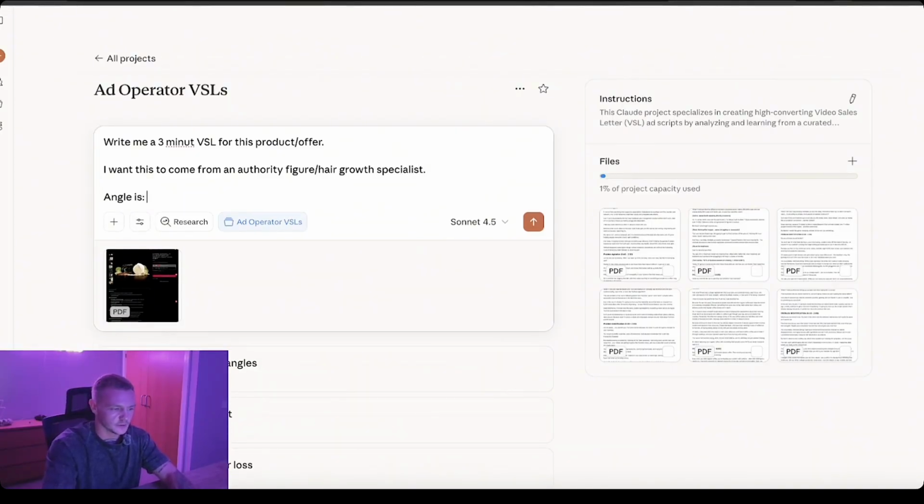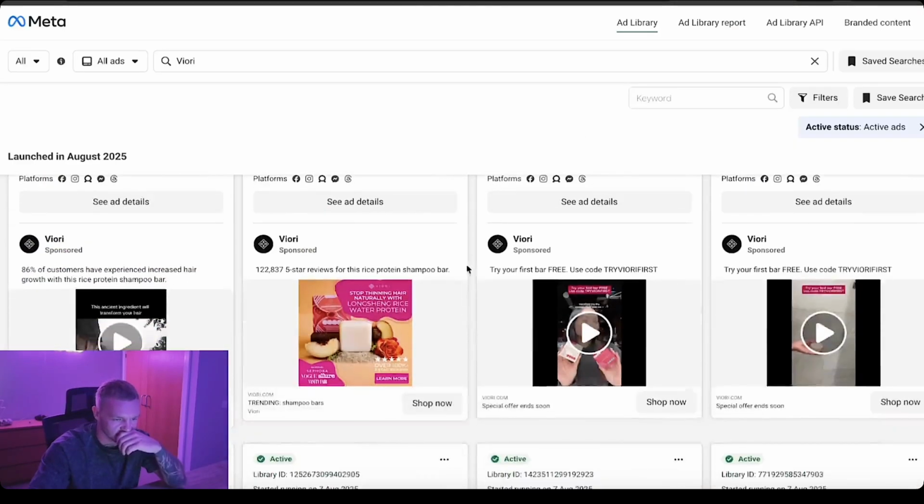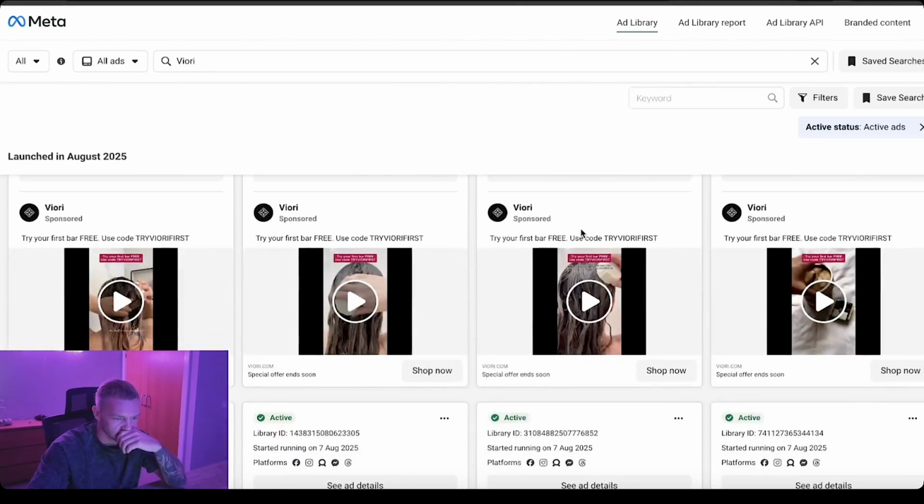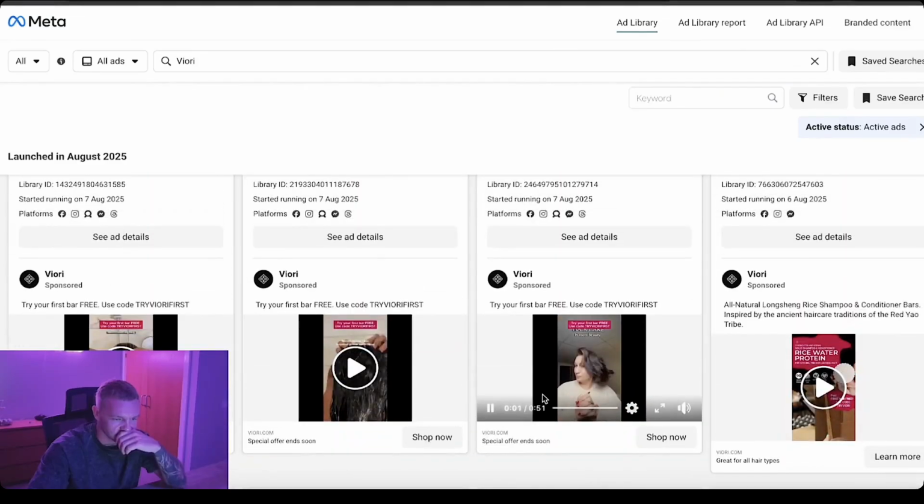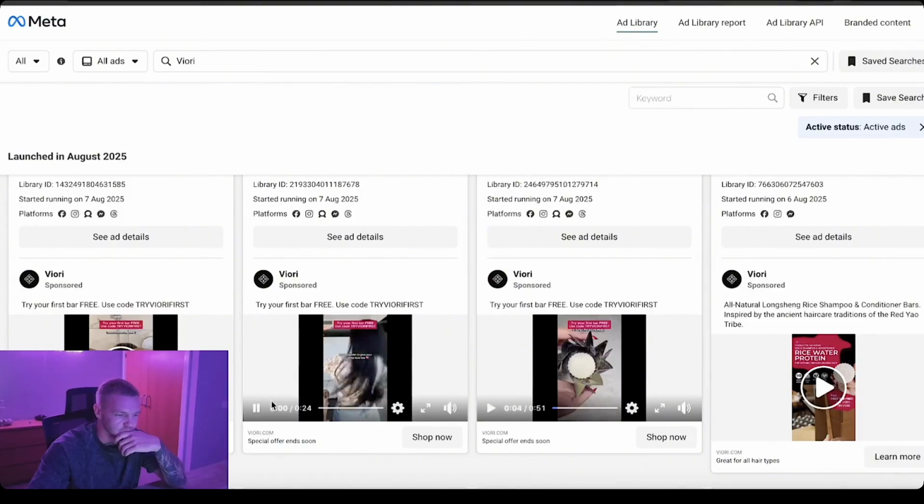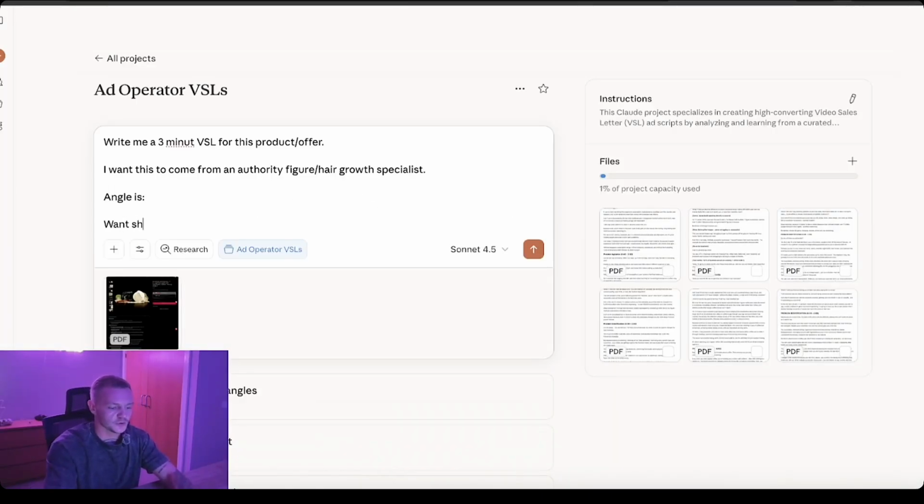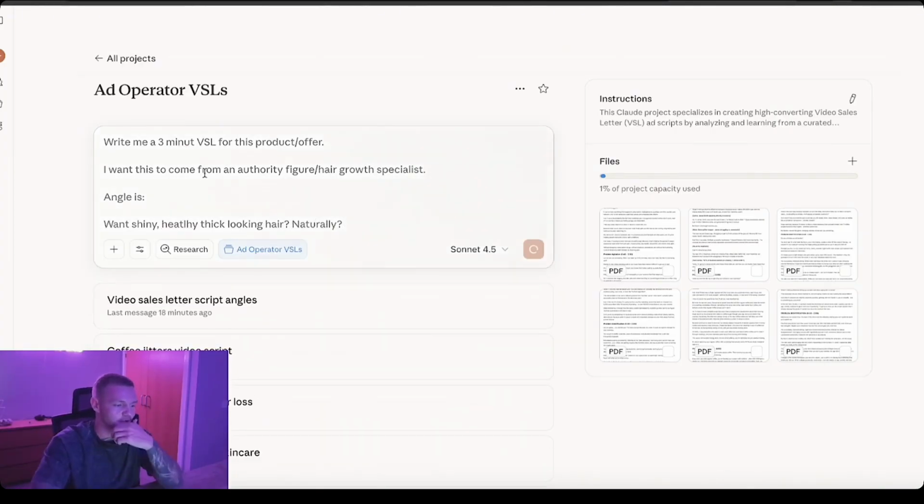Angle is, let's see what they're running ads on here. "Watch my hair go from dull and boring to full of life, soft and shiny. You need to try this sustainable beauty product. Not only does Fiore make my hair look shiny and healthy, but" Let's just go for this. The angle is shiny, healthy, thick looking hair, naturally. So we're going to make that as an angle.